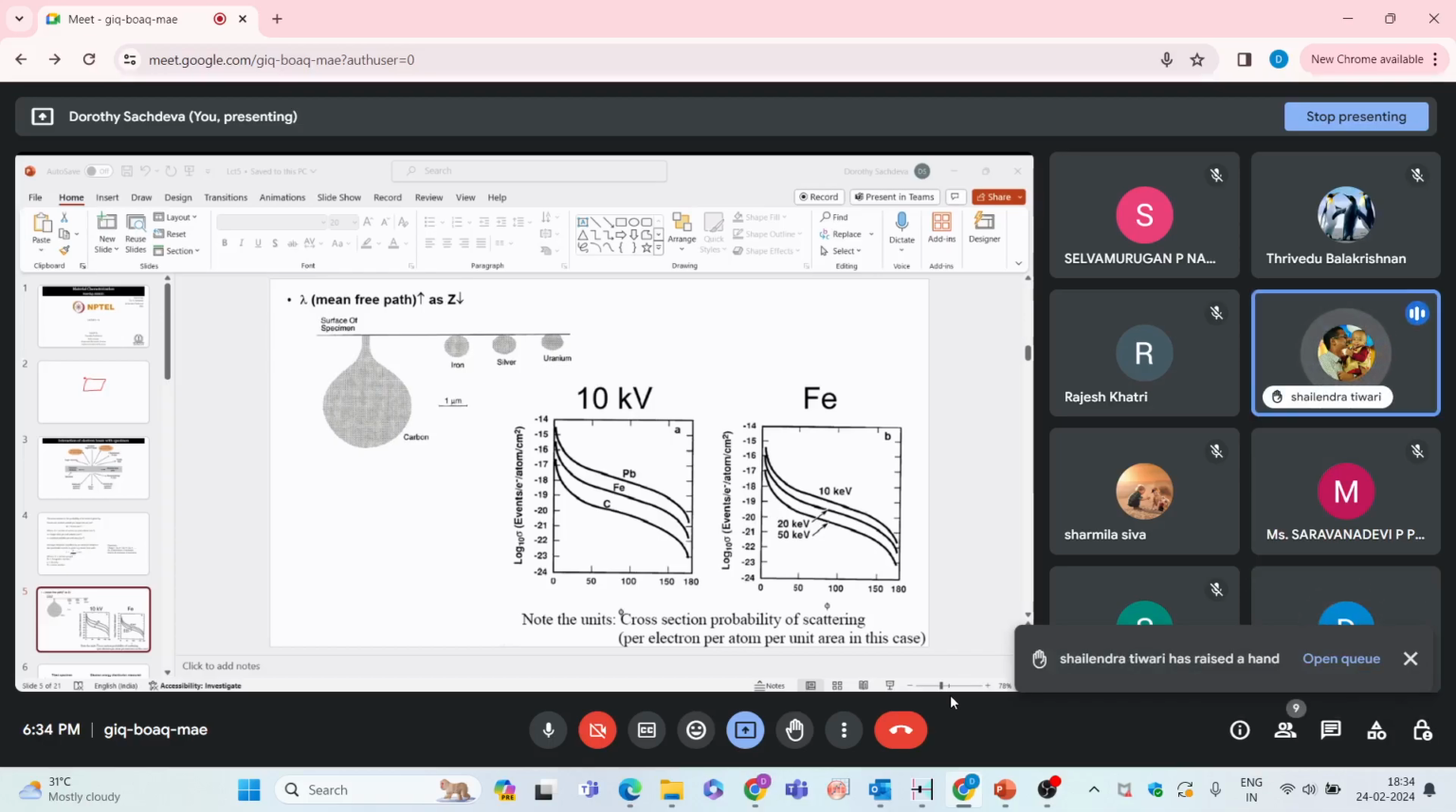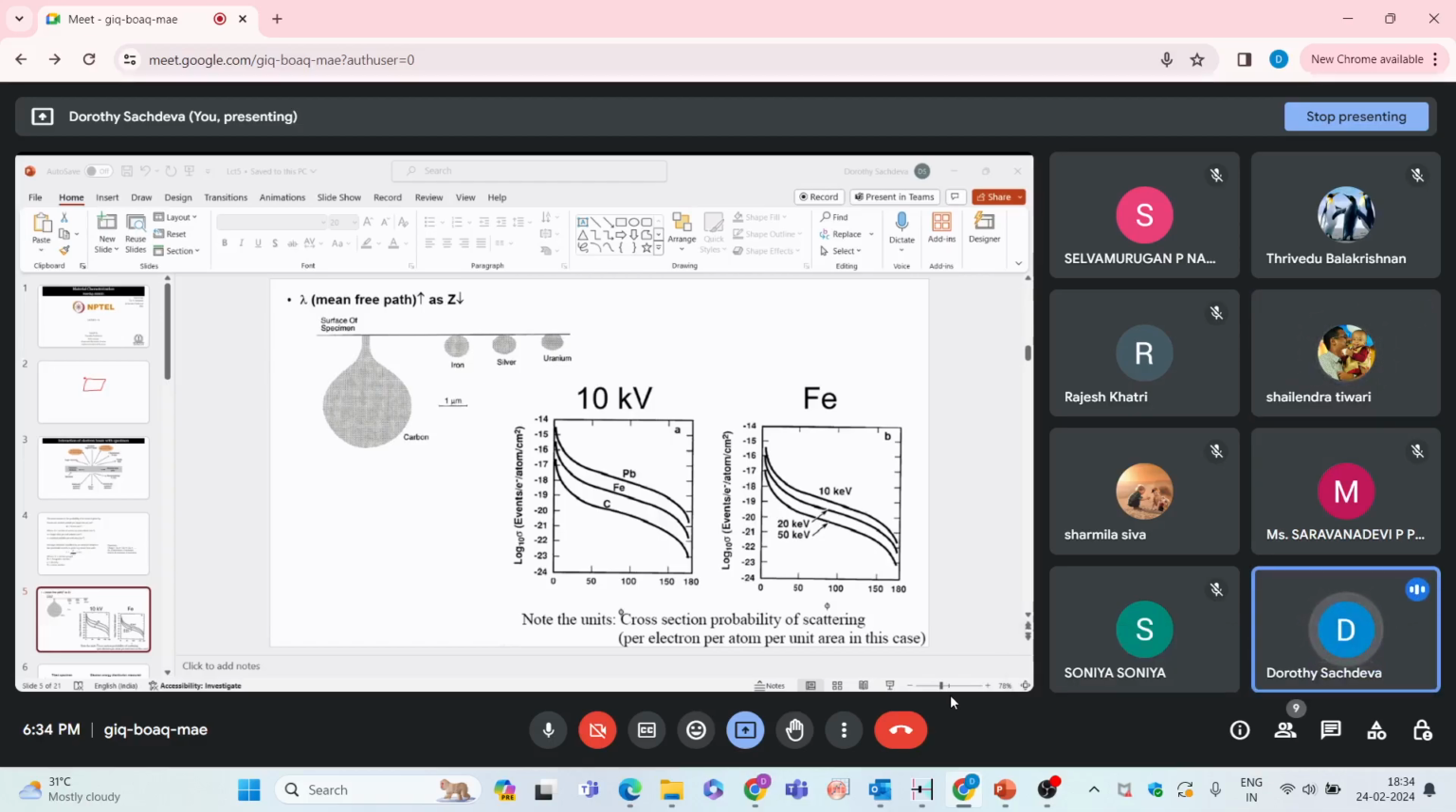The first graph, there is a doubt. In the first graph, when the atomic number is less, interaction is showing less. It should be more, right? This is the probability of an event to occur. The y-axis says the log of sigma, which is the number of events per electron per atom per centimeter square. So the volume is coming more for carbon, right? So why is the volume coming more? Because interaction must be more.